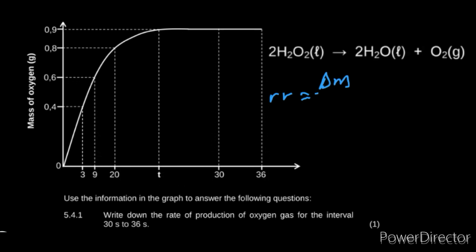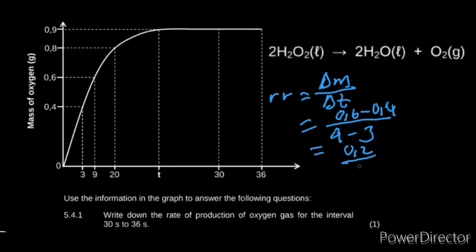We'll say the change in mass over the change in time. So that's the rate of reaction. We're told during the first 3 to 9 seconds, so we're just going to say the bottom is 9 minus 3, right? The change in mass is the final mass of the 3 to 9 seconds minus the initial mass of the 3 to 9 seconds. Notice that the final is 0.6, so we have 0.6 minus 0.4. Then this becomes 0.2 over 6, which equals 0.03.